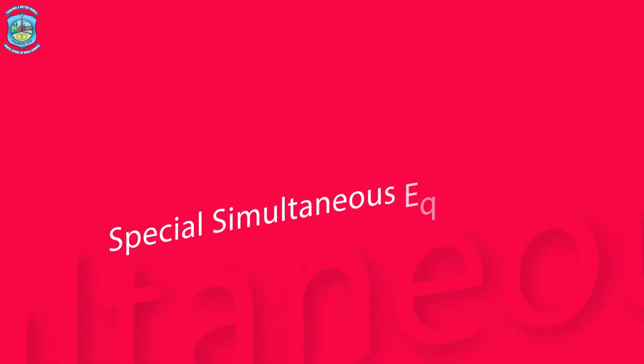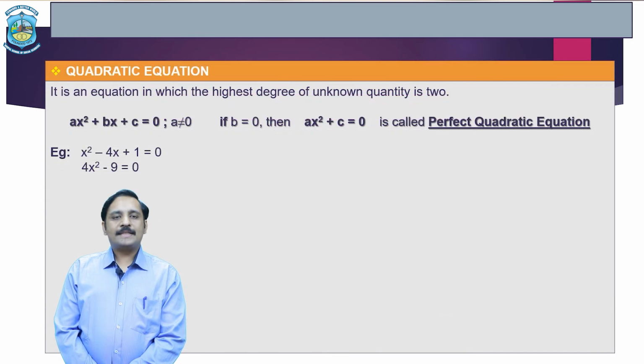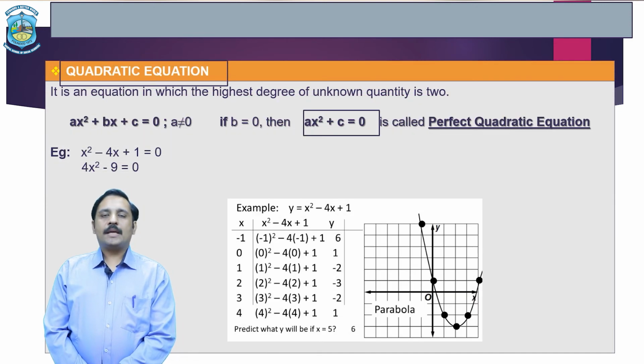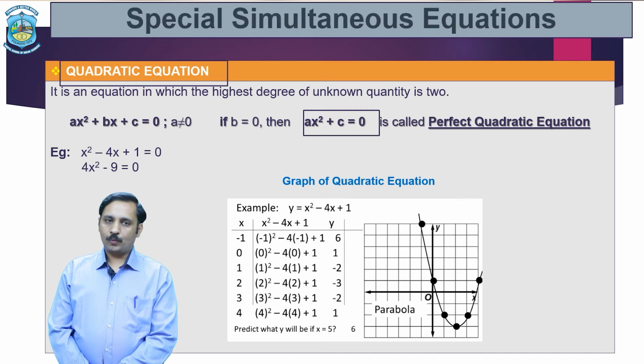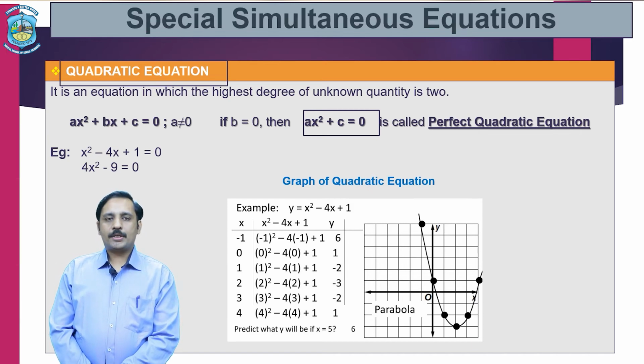Now we see some special types of simultaneous equations. The first of this type is the quadratic equation. We have already seen that a quadratic equation is an equation in which the highest degree of the unknown quantity is 2. The general form of a quadratic equation is ax square plus bx plus c is equal to 0, where a is not equal to 0.